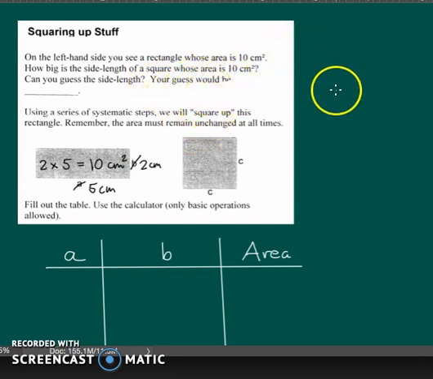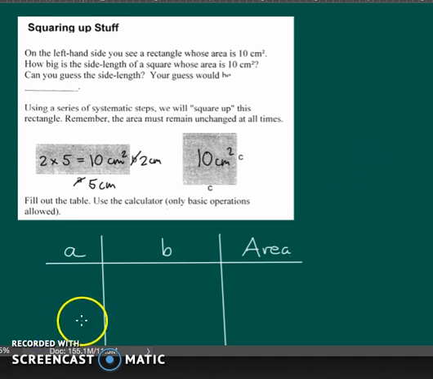Now what we want to do is find a square with the exact same area, so this square is worth 10 centimeters squared in area, but we want to know what those side lengths would be. What's different about a square is that all the side lengths are the same, so we would have to be multiplying two of the exact same side lengths together to get 10 centimeters squared. We want to find out what they are, and here we are asked to do that using basic operations only. So addition, subtraction, multiplication, and division. So let's see how close we can get.